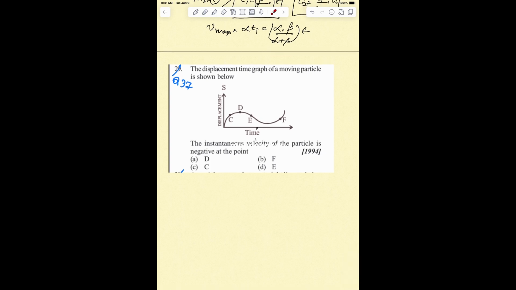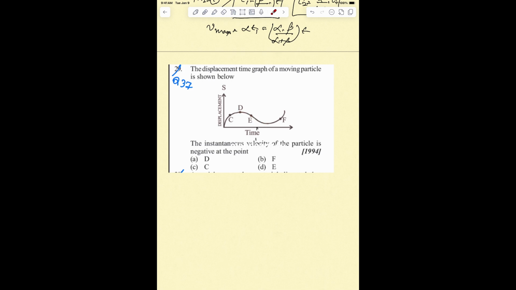The displacement-time graph of a moving particle is as shown below. Now, for a displacement-time graph, the slope gives you velocity. And of course naturally they are going to ask about the velocity. So the velocity of the particle is negative at which point? Wherever the slope is negative, it means ds by dt is negative, means velocity is negative. So where is it negative? When it is a dropping curve. This part up to here is an increasing curve, whereas this part is a decreasing curve. Therefore here in this part velocity is negative.